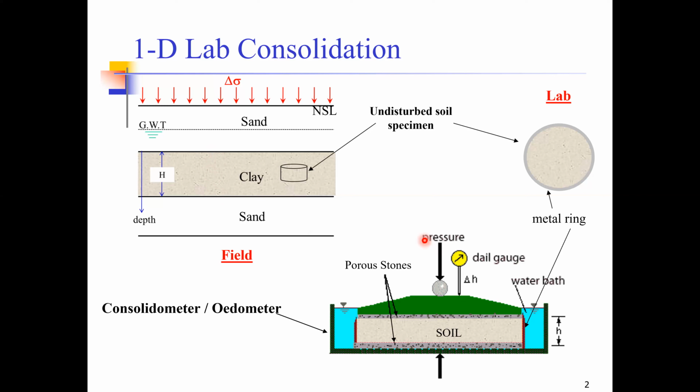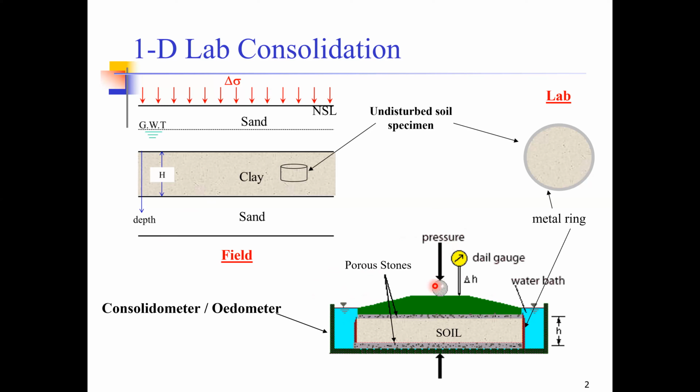Okay, so coming back to our consolidation apparatus, you can see that by filling this oedometer with water, we have replicated the same field conditions in the laboratory. Now we apply a certain load at the top. Although we apply a point load, this point load gets converted into an area load because of the top loading pattern.